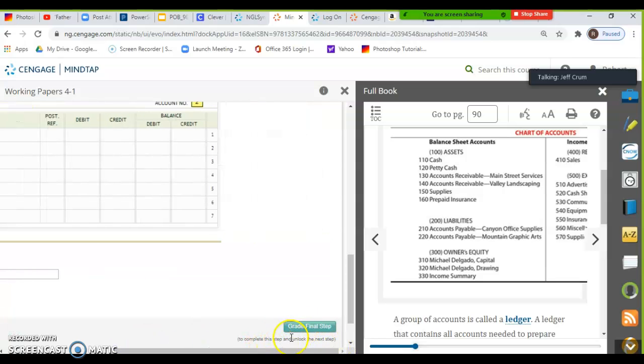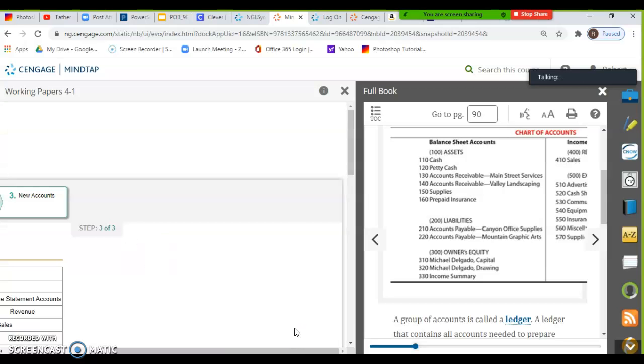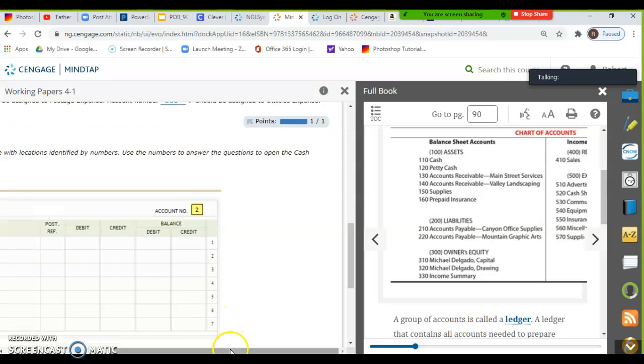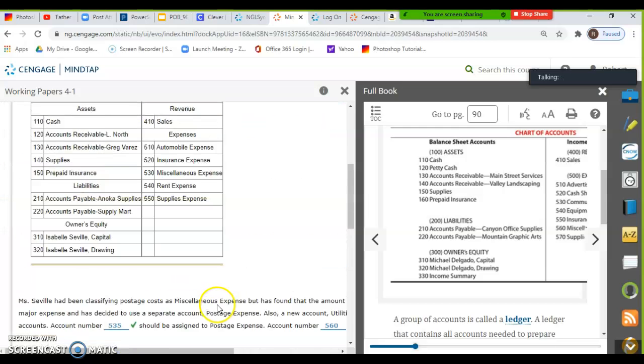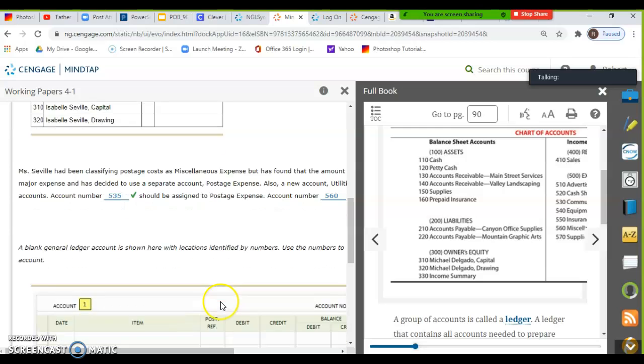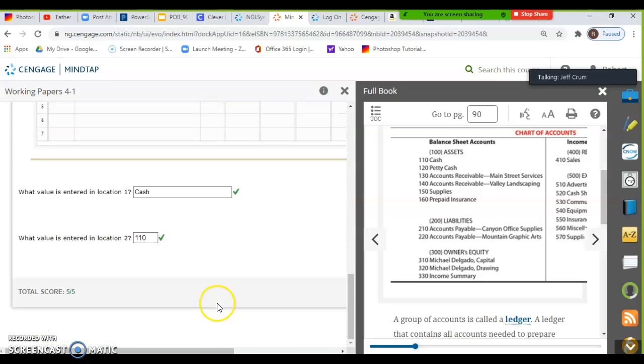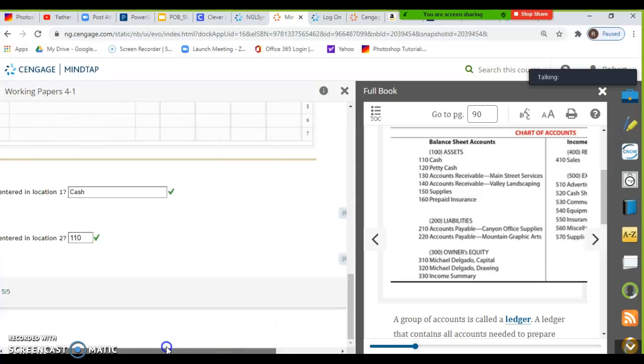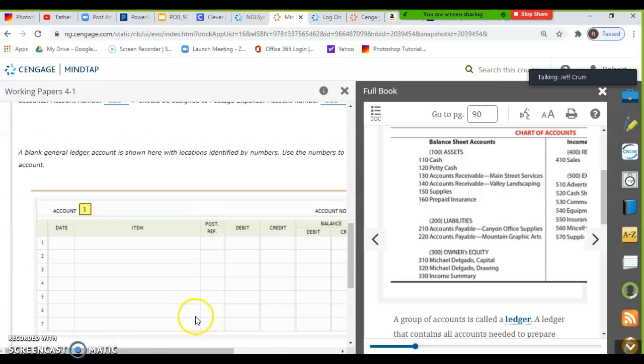So grade that. Everything looks good. Got check marks everywhere. Total score 5 out of 5, so 100%. And that's it for the work together. So let me stop the video here.